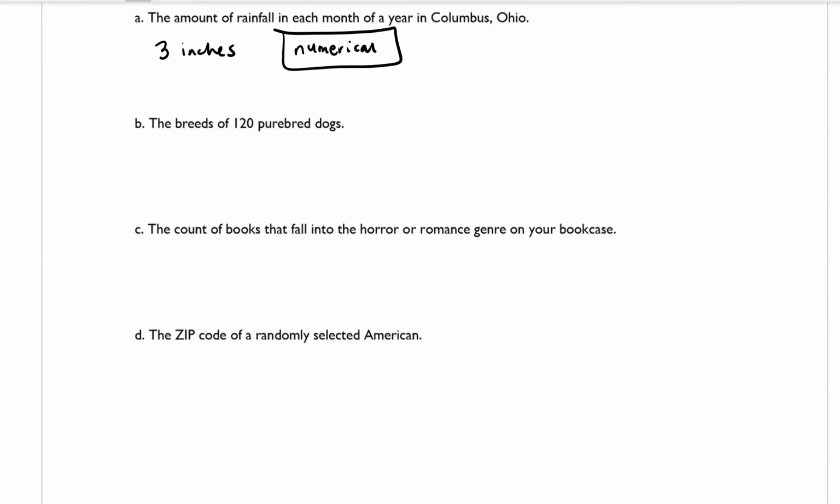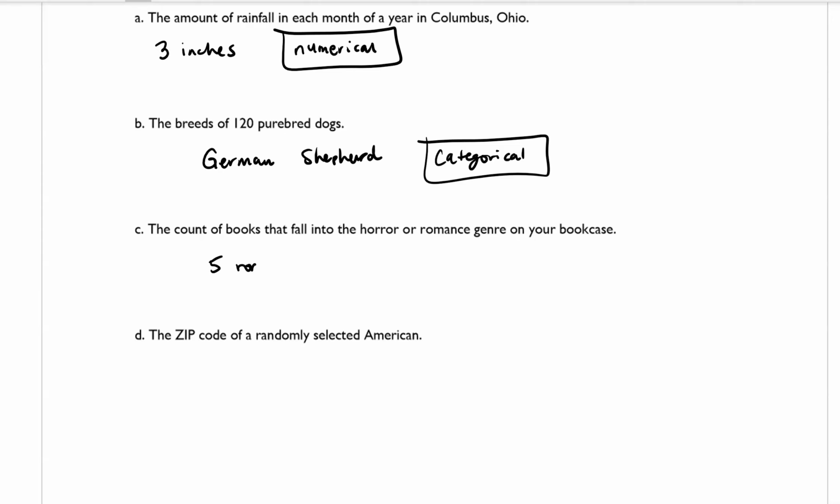B says the breeds of 120 purebred dogs. So an example might be German Shepherd, and that is a categorical variable because it is categorizing something. C says the count of books that fall into the horror or romance genre on your bookcase. So maybe you have 5 romance, and that would be numerical because you are quantifying something.